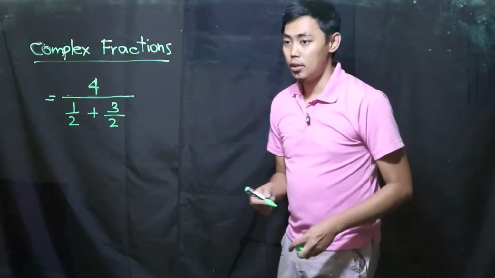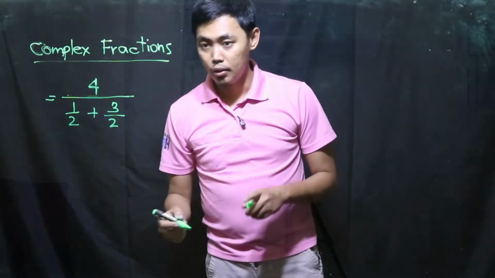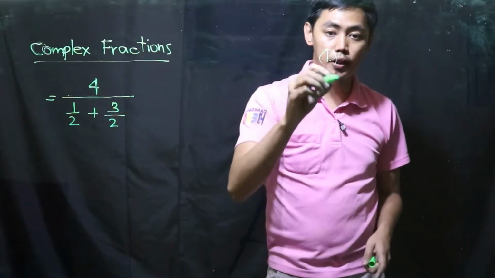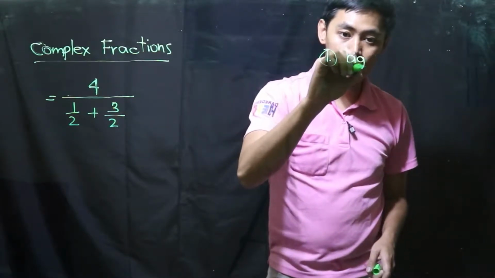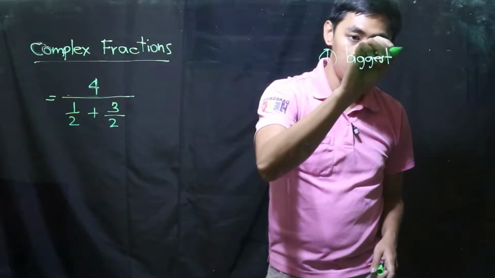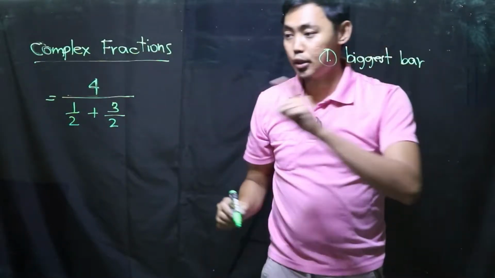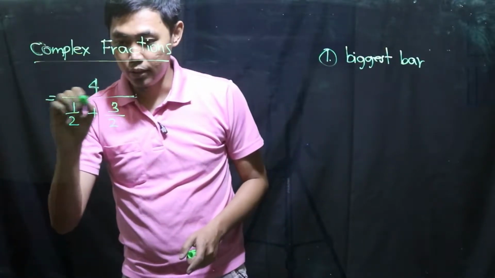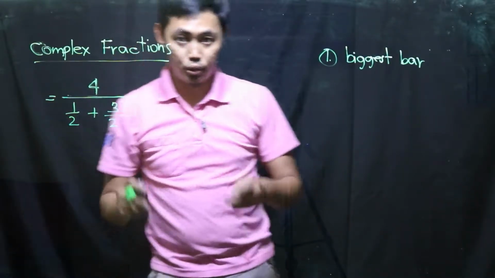Alright? So, to solve fractions like this, number one is you will need to look for the biggest bar. The biggest bar is actually the one that separates the entirety of the fraction.